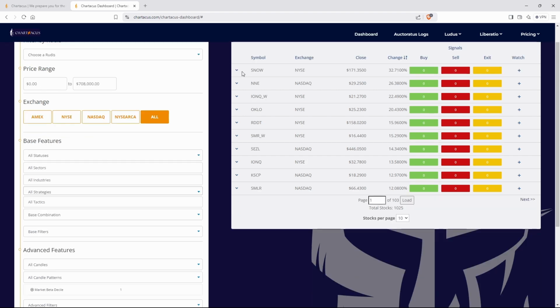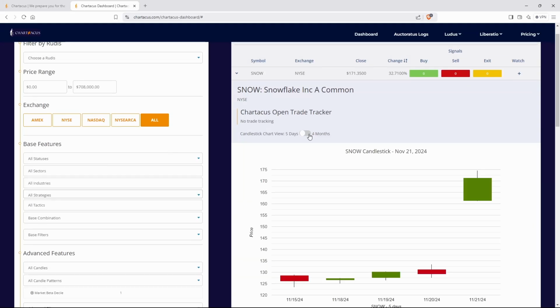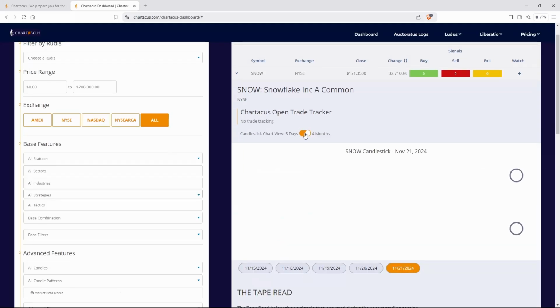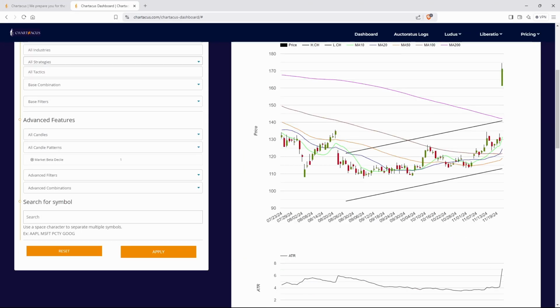Here's ticker SNOW, which is the top of the list. Let's take a look at it. Big gap up. Must have been some news because it gapped up hard. If you look at the 4-month chart, you'll see this stock moves a great deal.